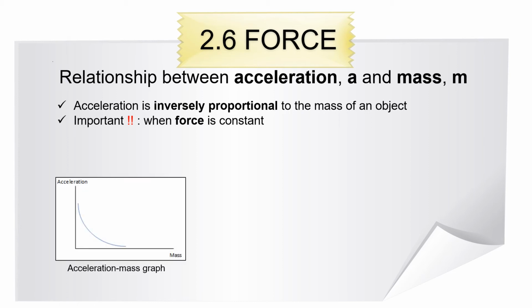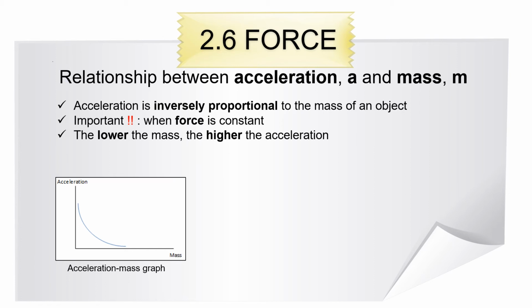Let's see the acceleration-mass graph below. Based on the graph, if the mass increases, the acceleration will be lower and going downward, which means that it is inversely proportional. In other words, the lower the mass, the higher the acceleration.